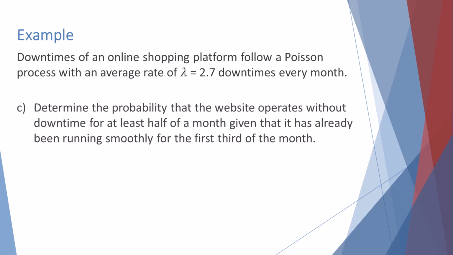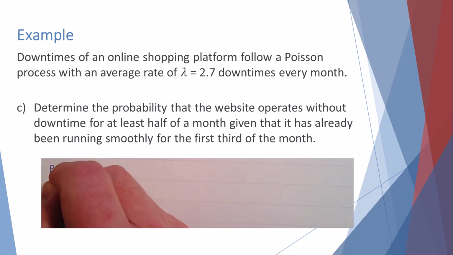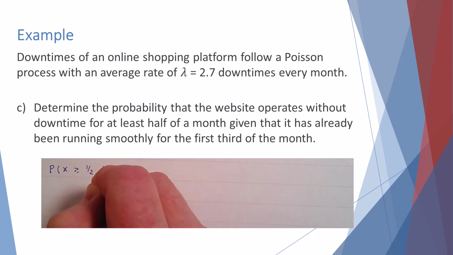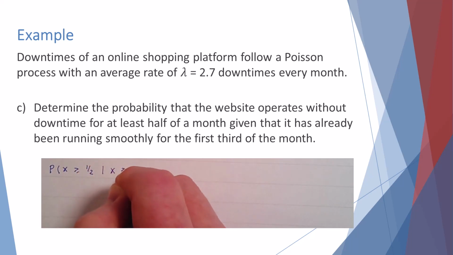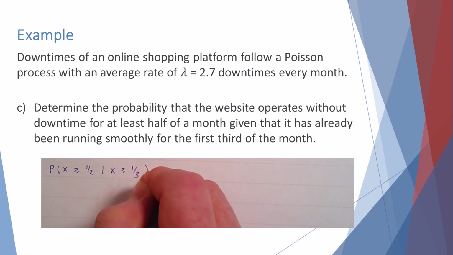Now we want to find the probability that the website operates without downtime for at least half of a month, given that it has already been running smoothly for the first third of the month. And so I'm going to write this down as the probability that x is greater than or equal to 1/2 with the condition that x is greater than or equal to 1/3.